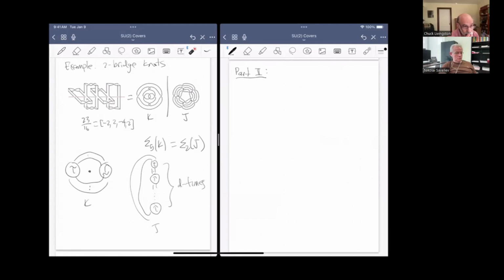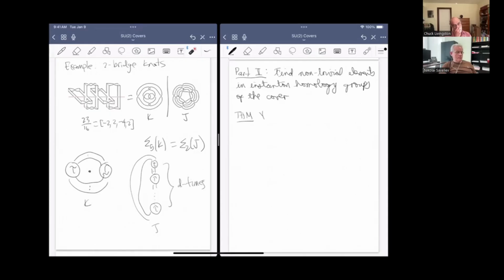if we look, we want to find non-trivial elements in some instanton homology groups of the cover. And the theorem, which applies more generally than just for covers, is the following.